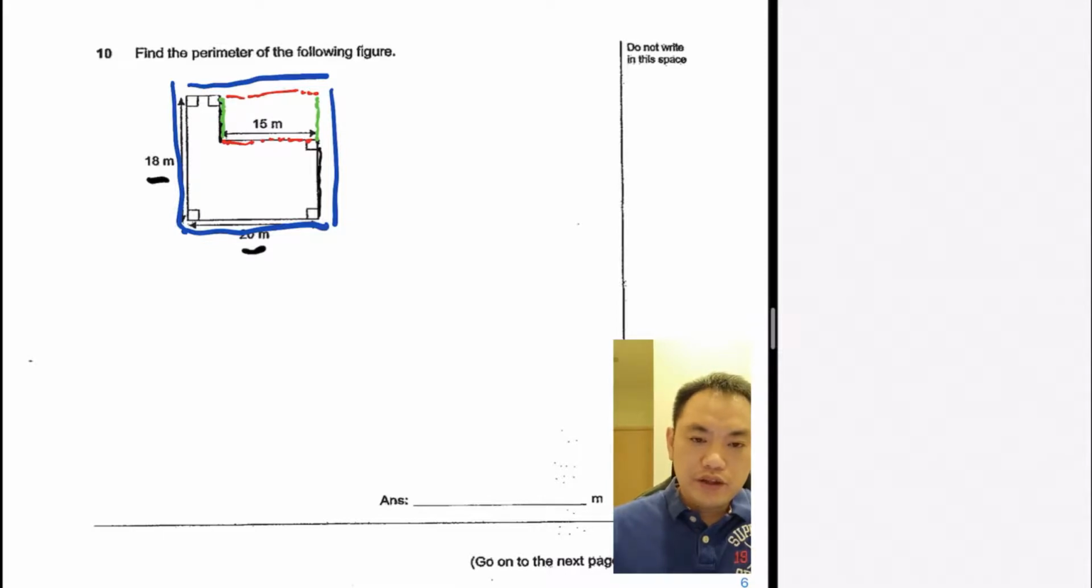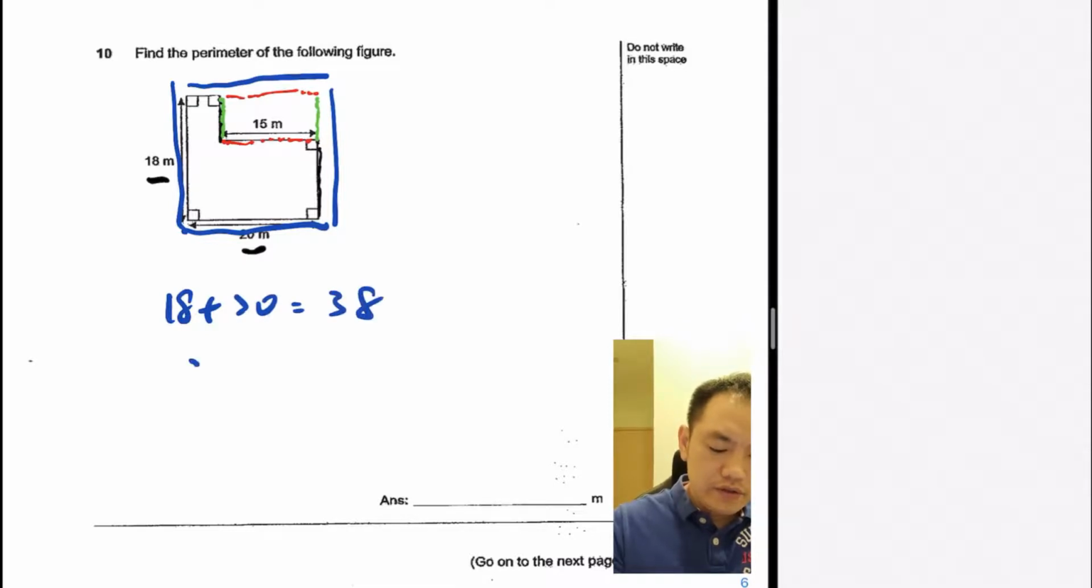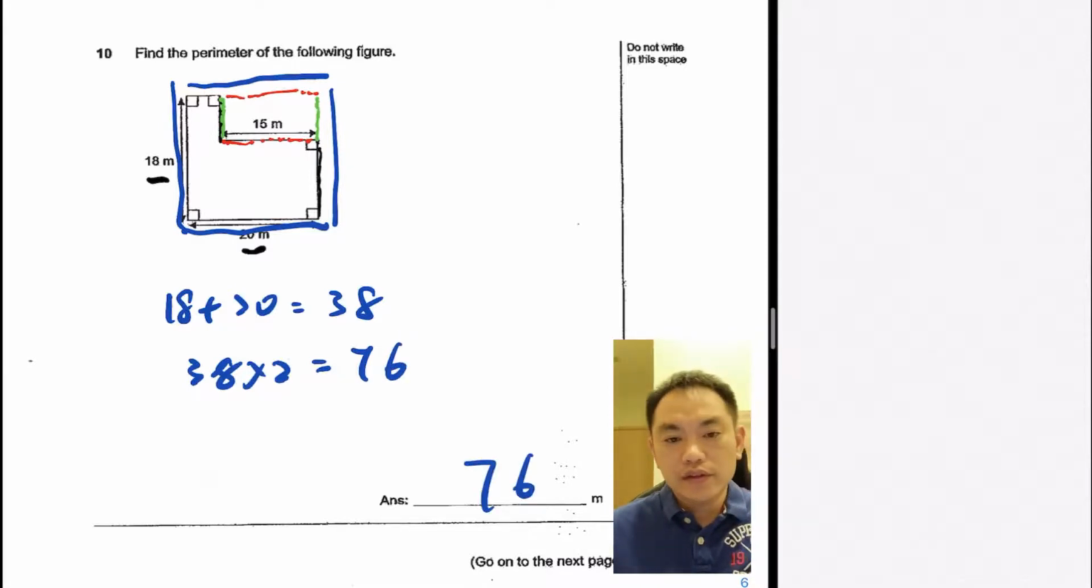So now, how to find the perimeter of a rectangle is you take the length plus the width, and then you times by 2, which is 70... it's 76. So the answer is 76.